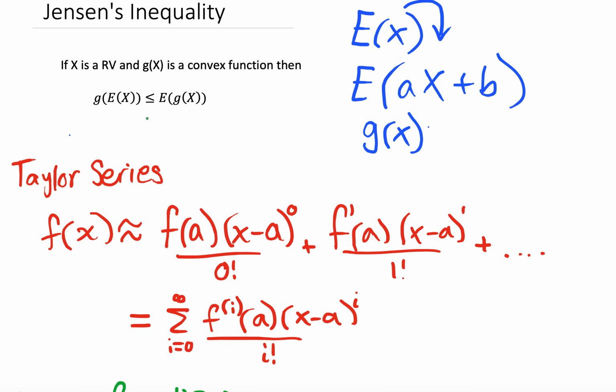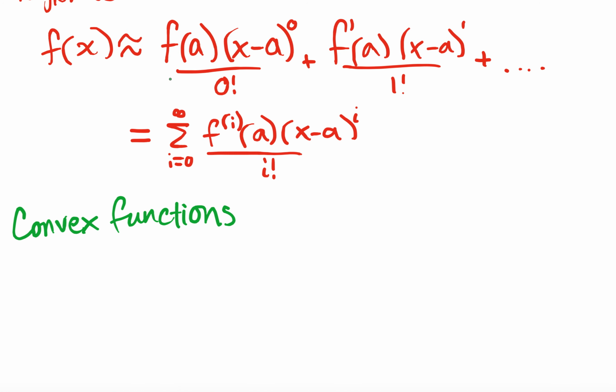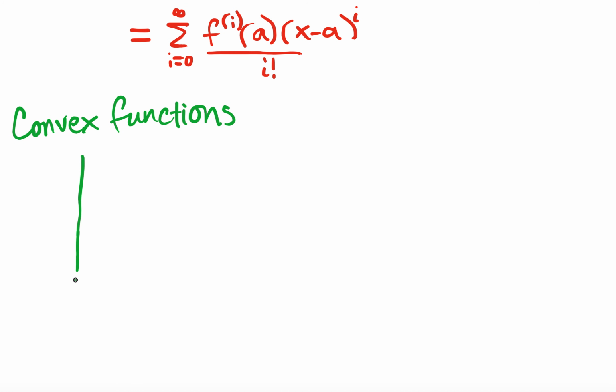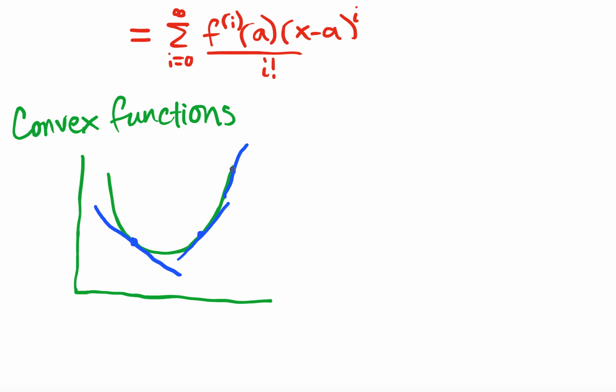Now, for this Jensen's inequality, we're specifically talking about g of x, where g of x is a convex function. For a convex function, if we were to draw the function, a property of convex functions is that a tangent line at any particular point is always going to be less than the function. This is because a convex function has a slope that is always increasing.